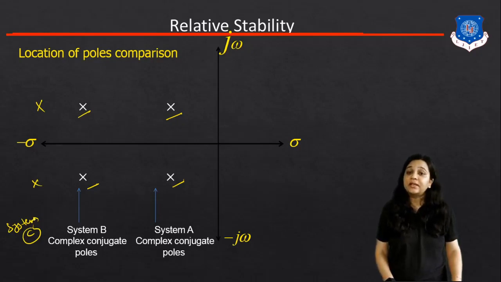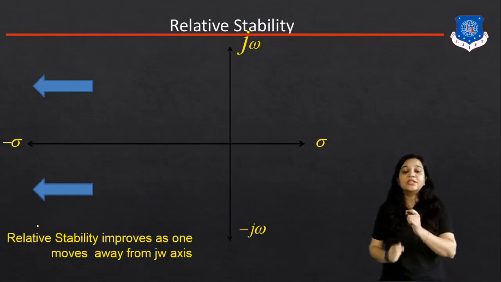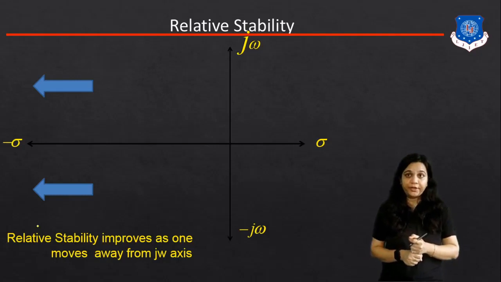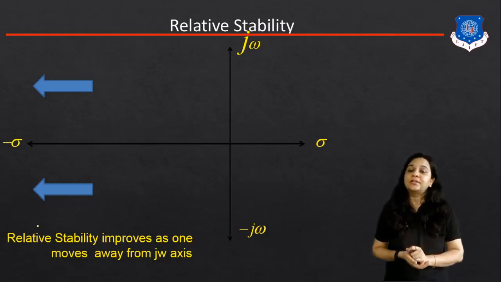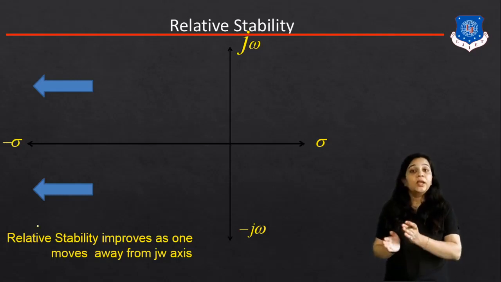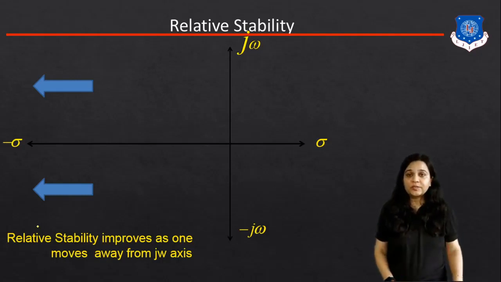Okay, so whenever we consider stability, we have to consider the location of the poles and zeros, that means the location of the roots. Then we have to define whether it is a stable system, an unstable system, or a critically or marginally stable system. And to define relative stability, we have to compare more than one system and check the location of the poles. If they are far away from the j omega axis, we get a fast response and the system becomes more stable than the other system.